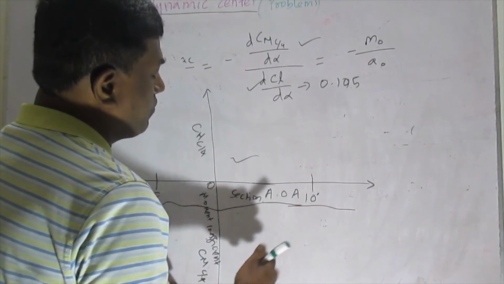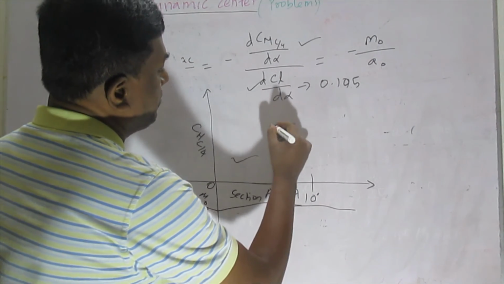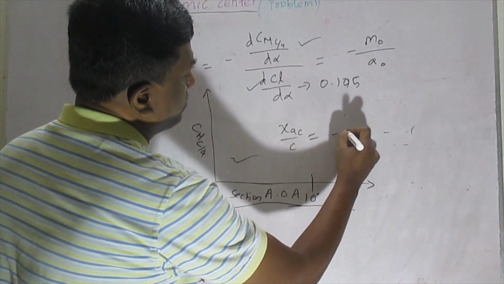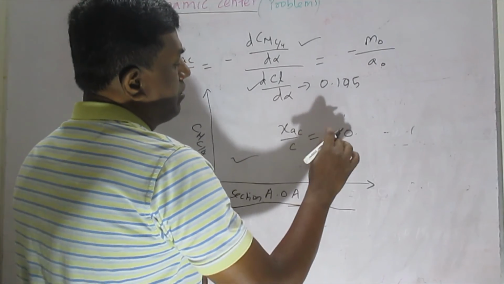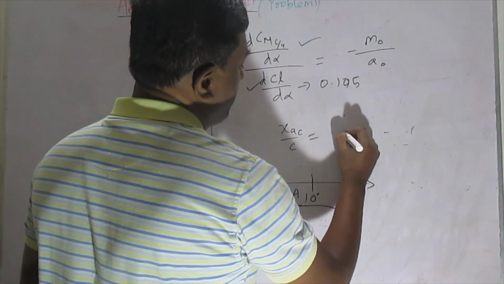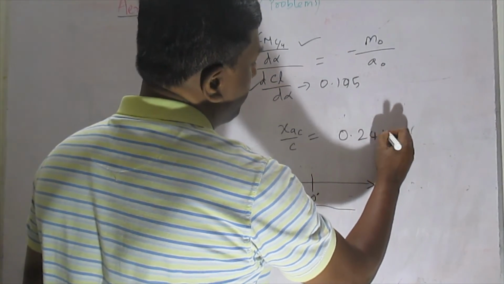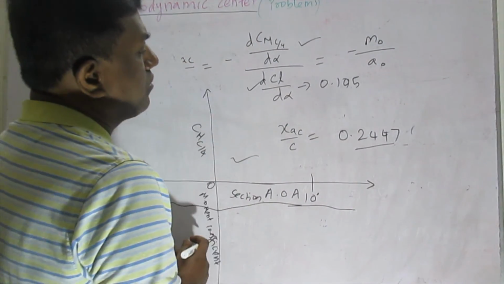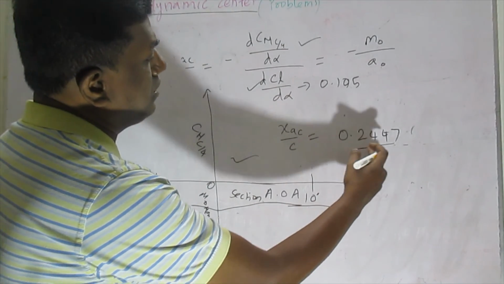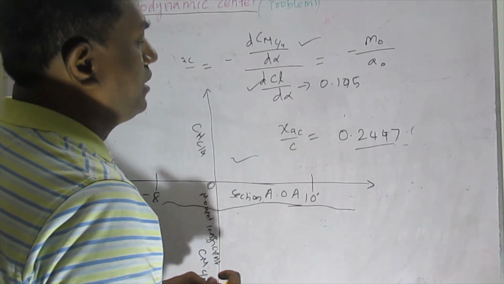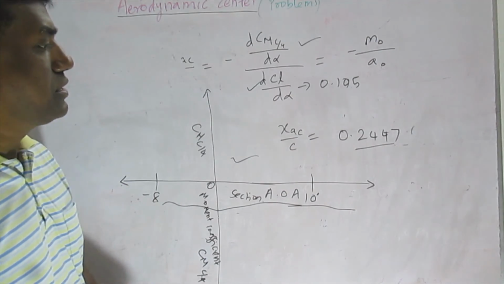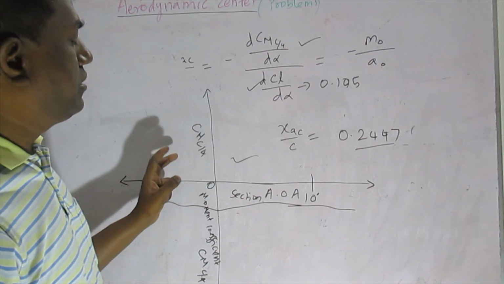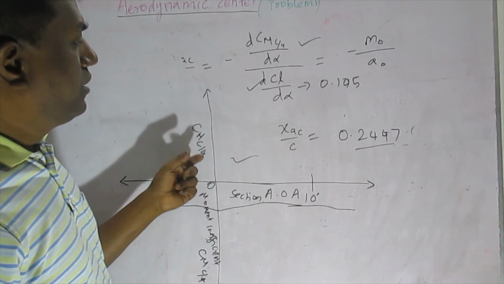So our final answer was, that means our XAC by C equal to, sorry, not minus. After finding the value, it was 0.2447, meaning it is ahead of the quarter chord point, nothing but forward of the quarter chord point. So I hope this lecture helps you understand how to find the aerodynamic center from the graph by using the data.